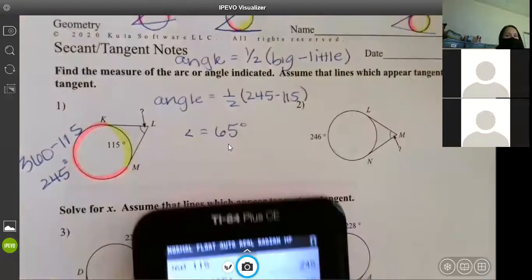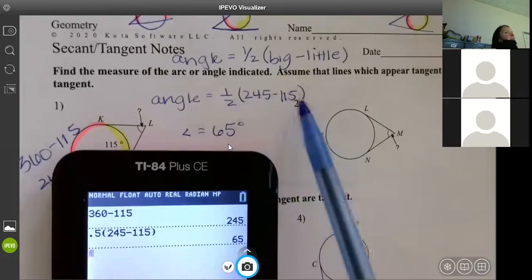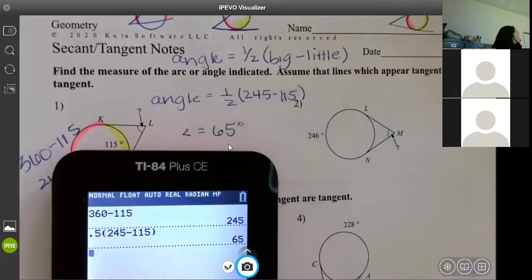So that's it. It doesn't matter. Again, the only thing you want to do is make sure it's big minus little right here. Why? So it's not a negative. We want a positive number. So that's the only reason I do big minus little. It doesn't matter which arc you choose as long as you put the bigger measure first, okay?